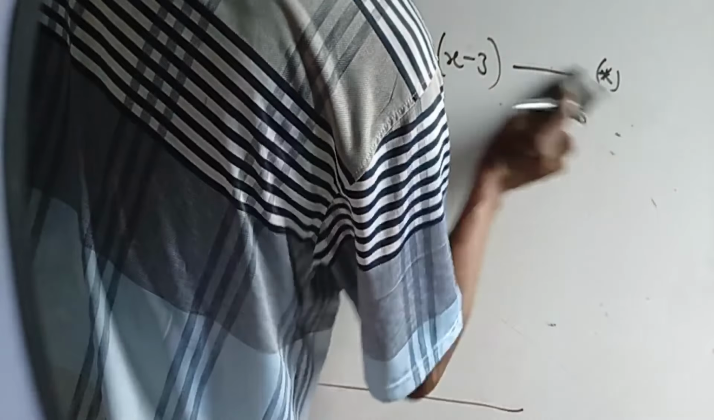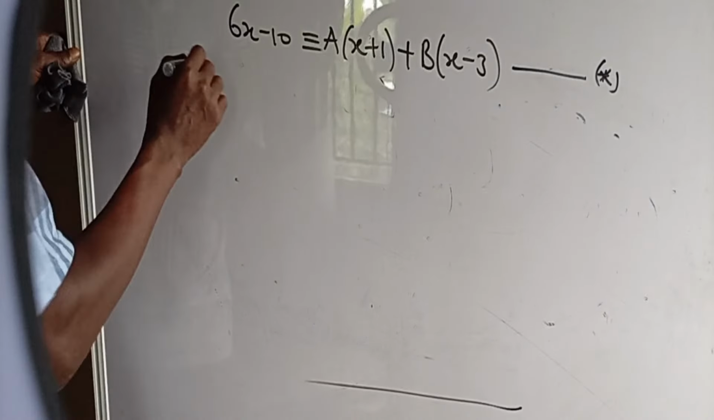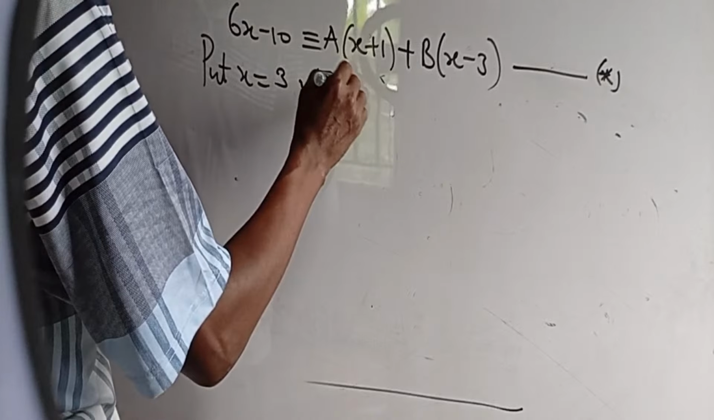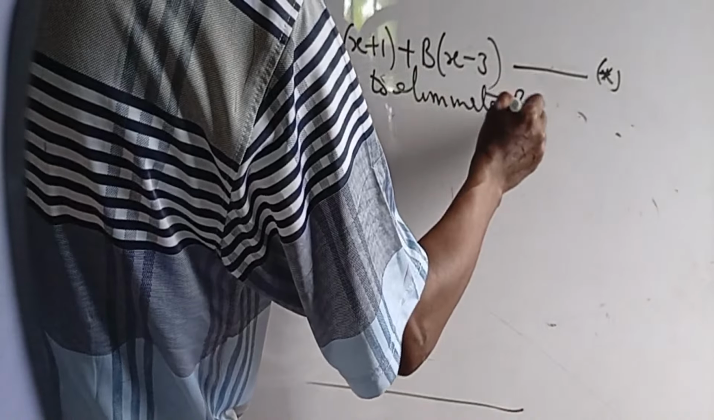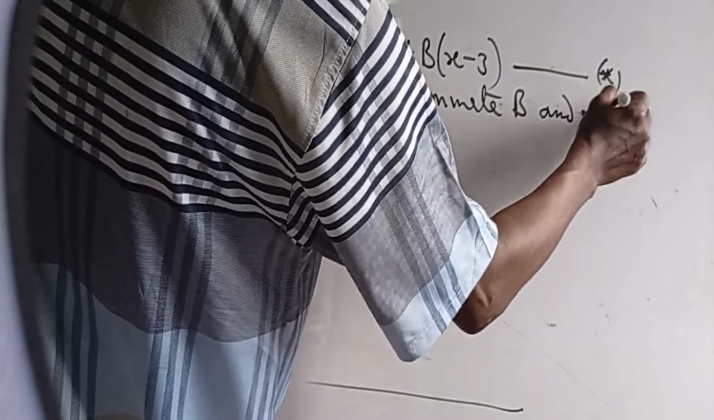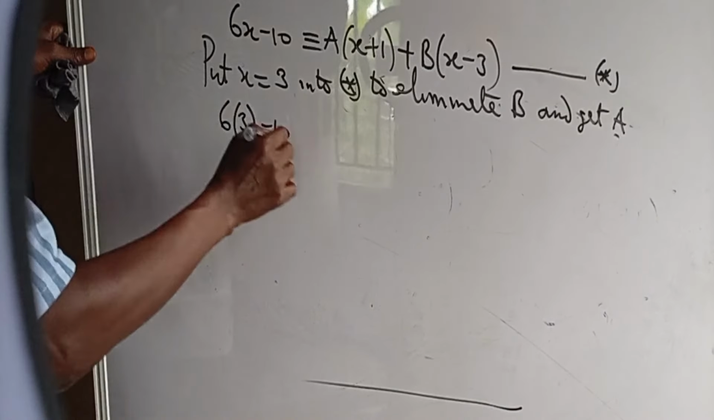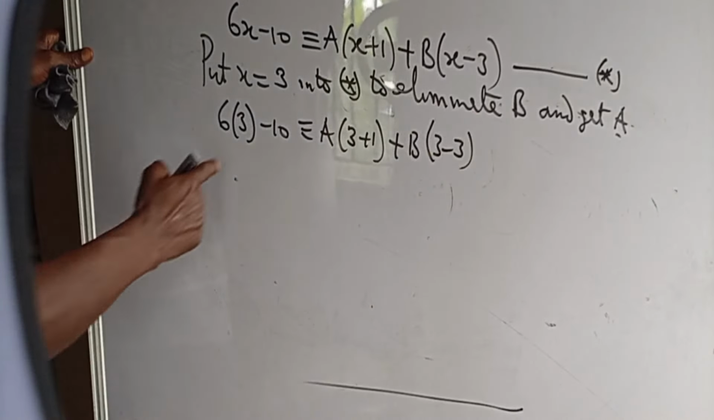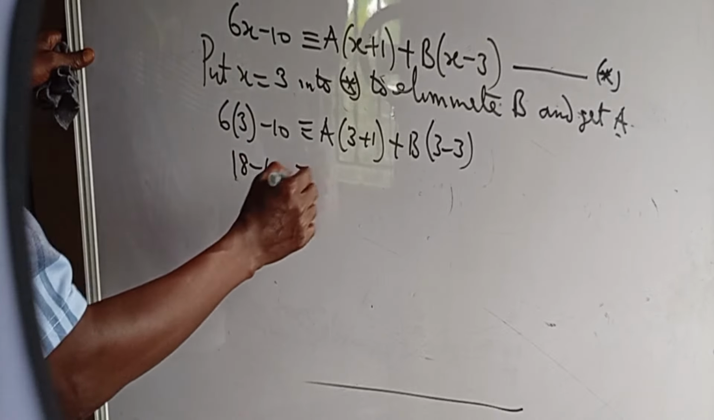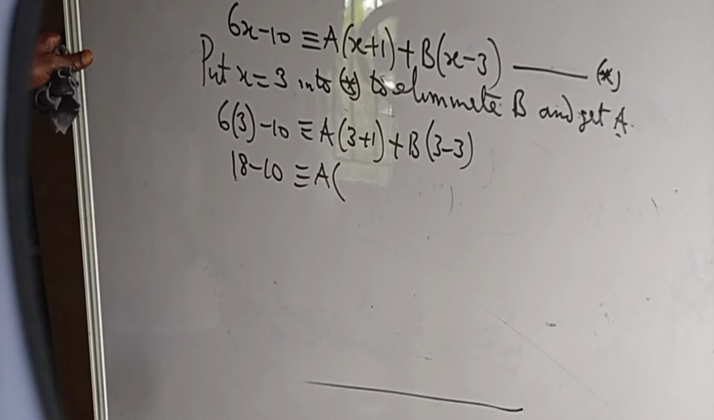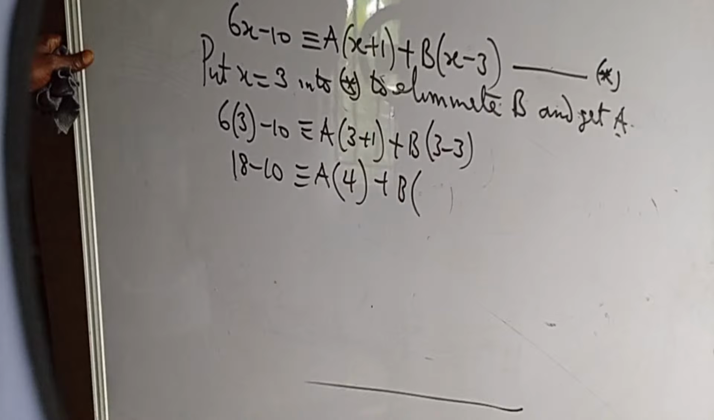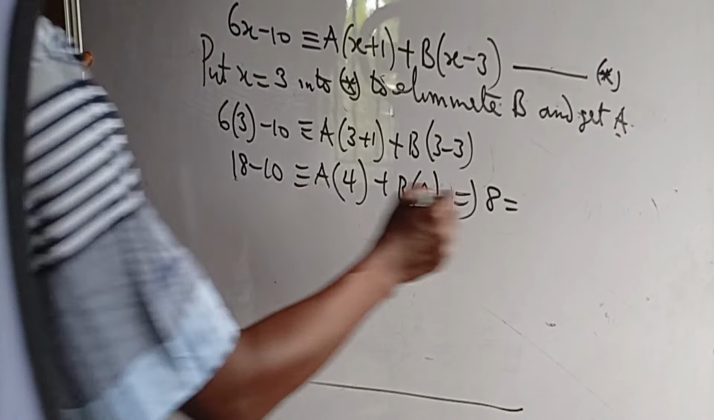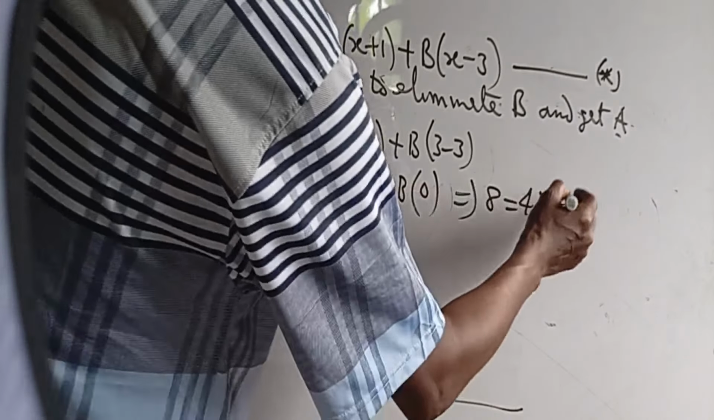So that means we have been able to get the value of x that will eliminate B. So now, put x equals 3 into the equation asterisk to eliminate B and get A. Are we following, please? Now, 6 into 3 minus 10 equals A into 3 plus 1, plus B into 3 minus 3. This is 18, because 6 times 3 is 18, minus 10, equal to A into 3 plus 1, that's 4, plus B multiplied by 3 minus 3, that's 0. So 18 minus 10 is 8, equal to 4A plus 0, because B times 0 is 0.